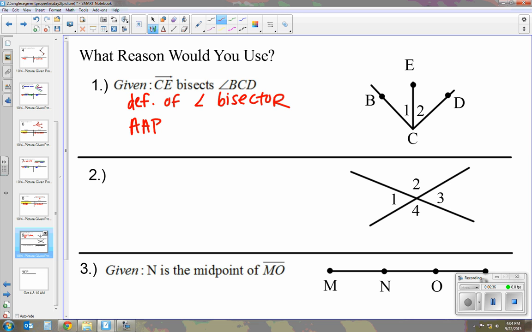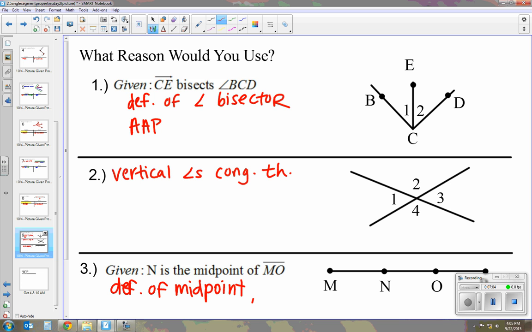Now our next one, for number 2, if we look at this, the only property that we can use is our vertical angles congruence theorem. All right, and our very last one, I tell you that N is the midpoint of MO. So the only thing that we can use, or well, one of the things that we can use is the definition of midpoint. And we actually can use the segment addition postulate as well because we can add those pieces together to equal the whole thing.